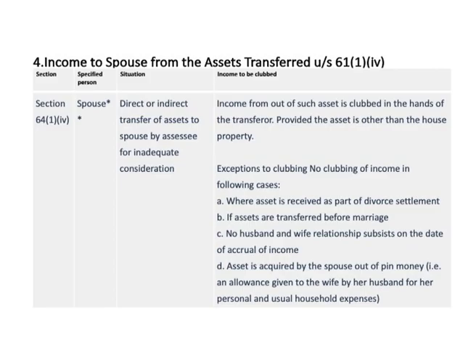Exceptions to clubbing. So, no clubbing of income in the following cases: where an asset is received as part of a divorce agreement; if assets are transferred before marriage itself, as no husband and wife relationship exists on the day of accrual of the income; or where the asset is acquired by the spouse out of her pin money. Pin money is whatever she had saved from the amount that is given by the spouse for expenditure of the household.